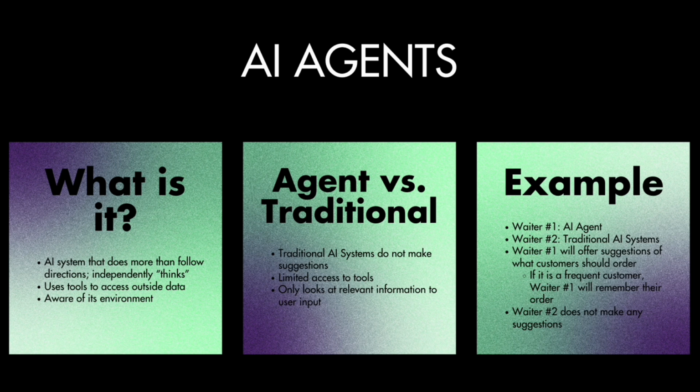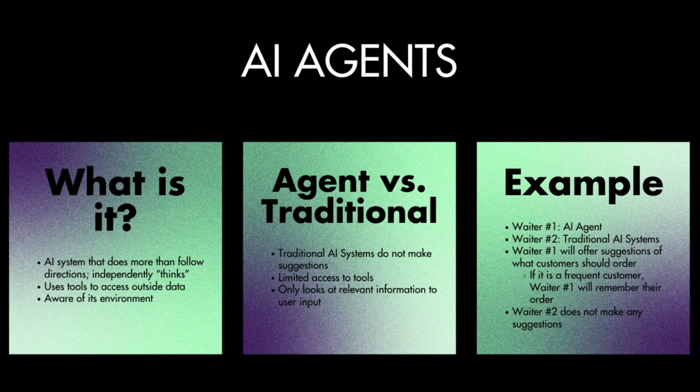Tools allow AI agents to have wider access to information and functionalities beyond what they are programmed with at the start. There are various tools that an AI agent can use, such as APIs, databases, web searching, and weather searching. Meanwhile, traditional AI systems are very limited to the tools they have access to, and only look at the relevant information based on the user inputs.